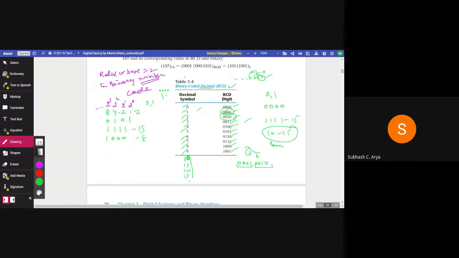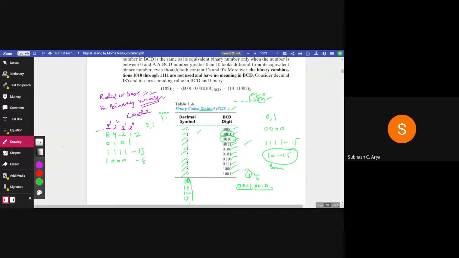Now you can see here, this is what I am trying to tell. I want to write 185. This is a decimal number system, that is why base 10. And this is the BCD representation. So you see 5 is written as this. How can I say this is 5? Because 4 and 1, so 0, 1, 0, 1. And this is what is written here, 0, 1, 0, 1. So this is your 5.